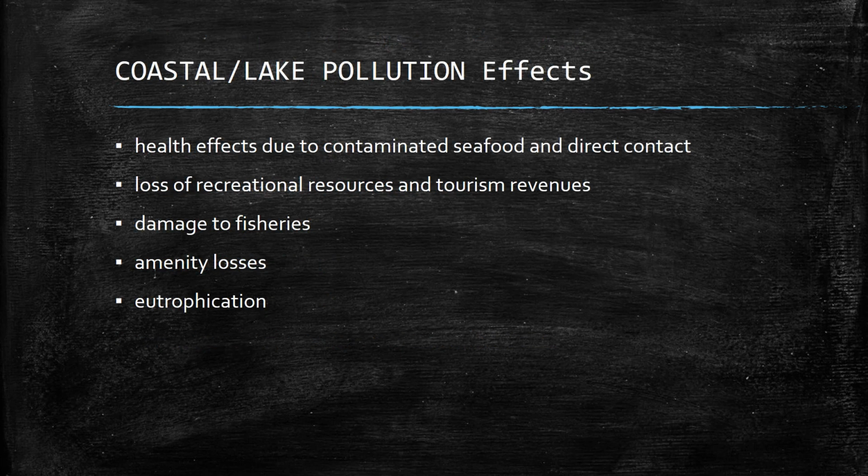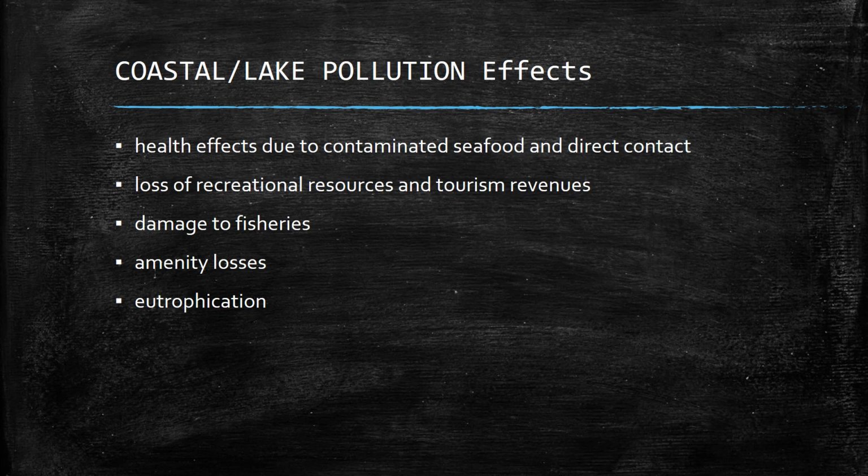And lastly, we're going to talk about coastal and lake pollution. The effects of this are health effects due to contaminated seafood and direct contact with polluted water, loss of recreational resources and tourism revenues. So for cities that are on, say, the Great Lakes or on lakes or rivers, they might rely on tourism for their local economy, and their economy might also be involved in fishing, so some of the effects are damages to fisheries.